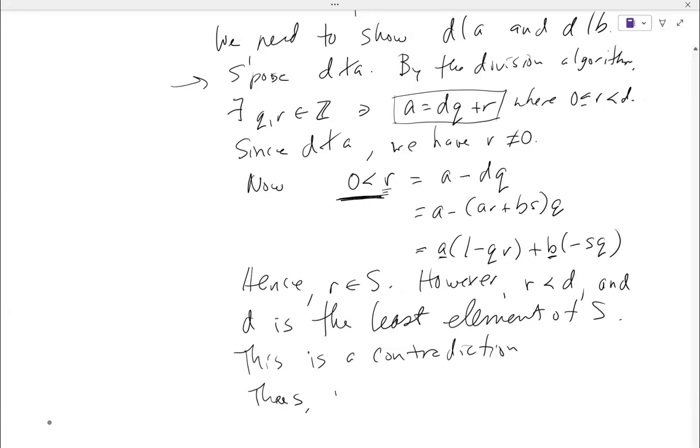Thus, R is 0 and D divides A. You can do the same proof to show that D divides B. Your letters will be slightly different, but it's the same exact idea. You'll divide, assume that D doesn't divide B, get a quotient and remainder. Your remainder is non-zero. Write it as a linear combination, then it'll be smaller than D again. So I'll just write similarly.